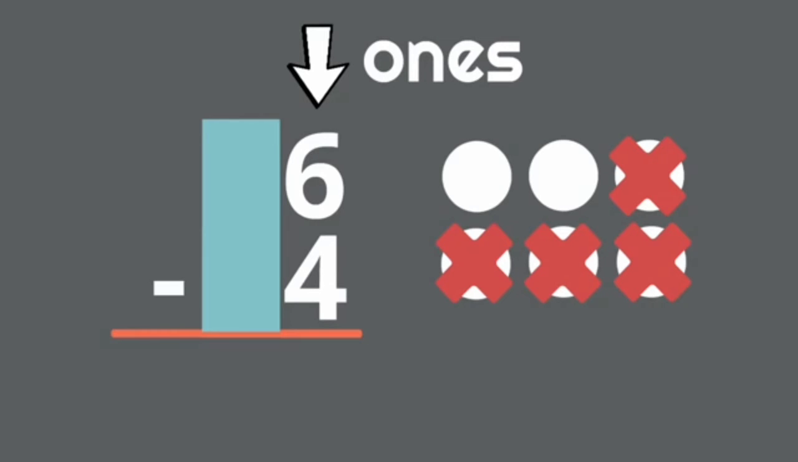Yes, 6 minus 4 equals 2. So we put the number 2 under the ones column, the right side. Great job. We are halfway to our answer.